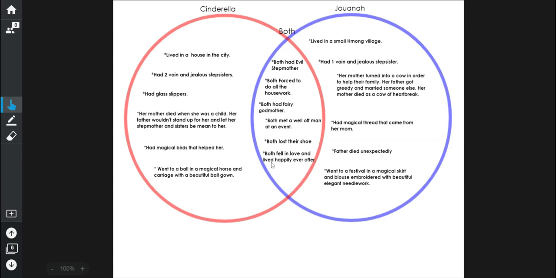And then in both of them, they both had an evil stepmother. They were both forced to do all the housework. They both had a fairy godmother. They both met a well-off man at an event. They both lost their shoe, and they both fell in love and lived happily ever after. So they had some similarities and some differences. So this is the comparison, and then here's the contrast. This is where they're different. So the regular Cinderella was much different than the Hmong Cinderella, but there were some similarities.